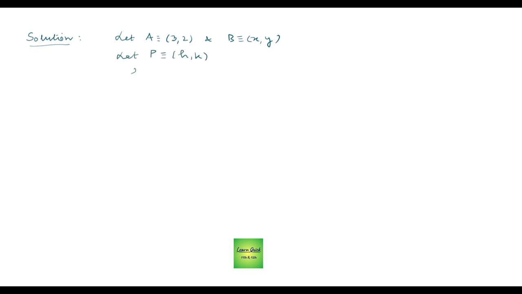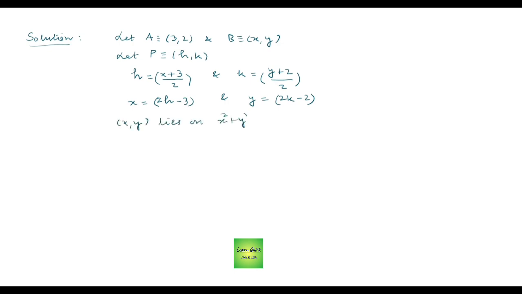So first of all, we use the condition given in the problem, which says it is the midpoint, so h is (x + 3)/2 and k is (y + 2)/2. Now we need to get an equation in h and k, and for that we find x in terms of h and then y in terms of k. Now we can say that (x, y) is a point lying on the circle x² + y² = 1.